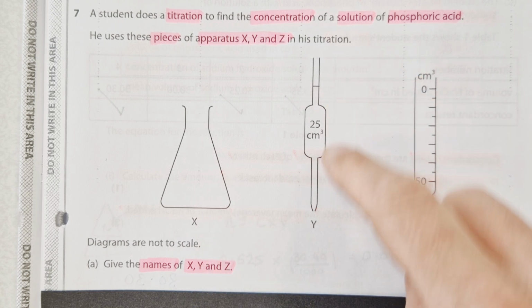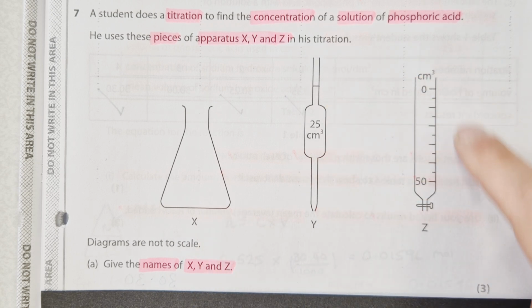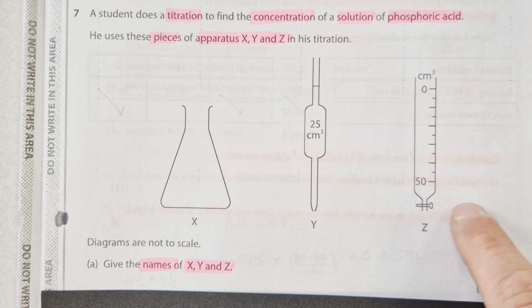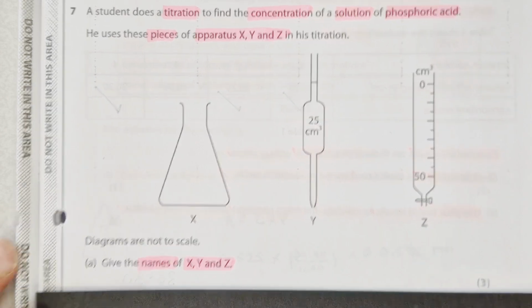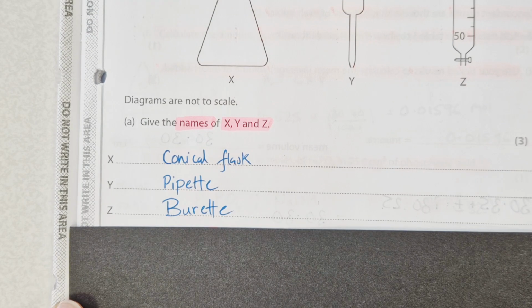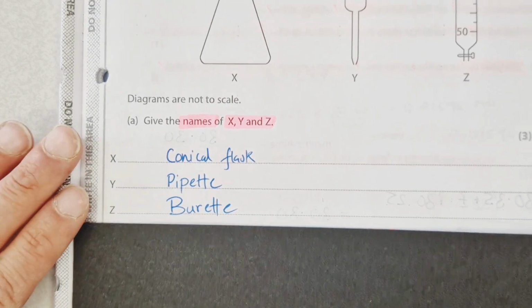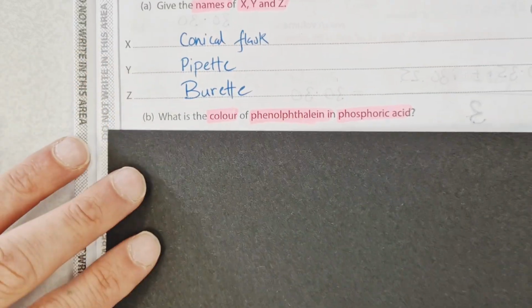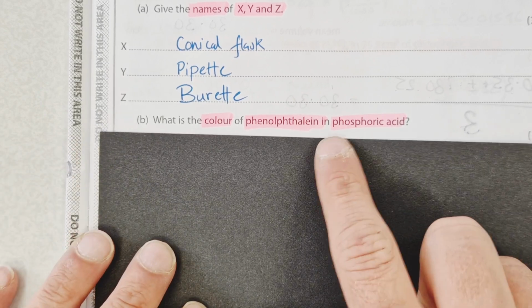Y is a 25 centimeter cube glass pipette, and Z is a burette, a very high resolution piece of apparatus. So we have a conical flask X, pipette Y, and burette as Z. Now next, what is the colour of phenolphthalein in phosphoric acid?